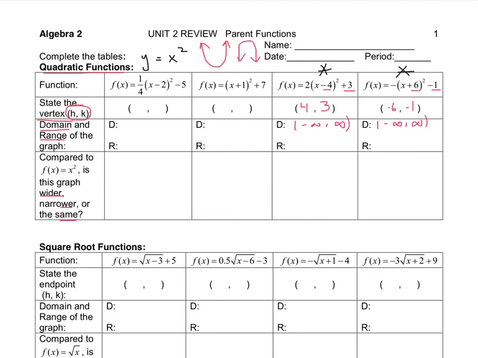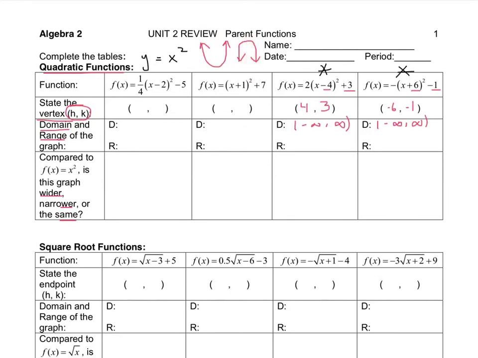Now the range, if it's a regular quadratic, is going to start from the y of the vertex all the way up to infinity, or it's going to start from the y of the vertex all the way down to -infinity. And you decide that by looking at the equation. If it is a positive one, then it's going to go up. If it's a negative one, then it's reflected and going down.